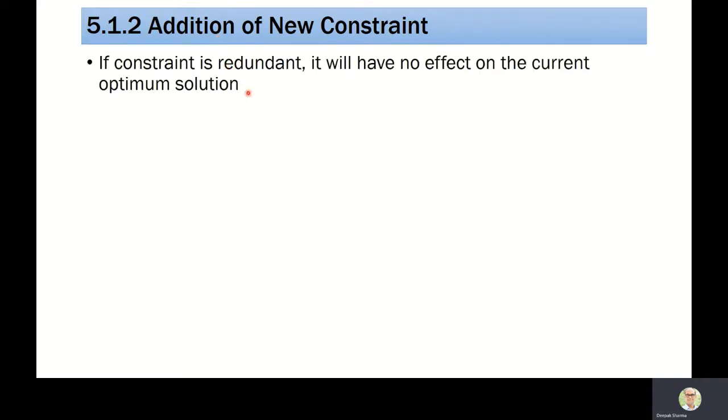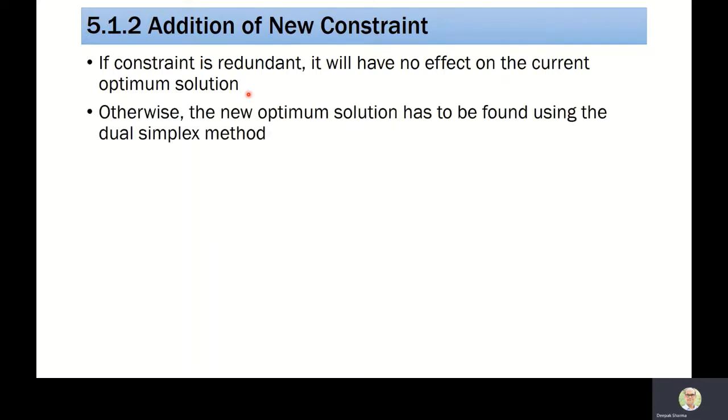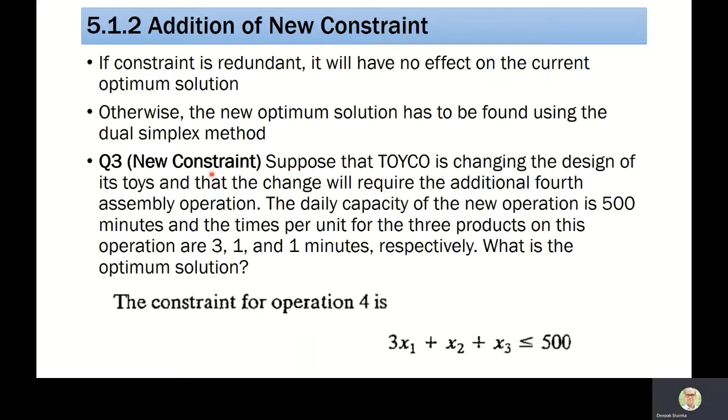The second way the feasibility of the solution can be changed is the addition of a new constraint. If the new constraint is redundant, then it is not going to affect our current optimal solution. However, if it is not redundant, then it can change our optimal solution, and that we can find using the dual simplex method.